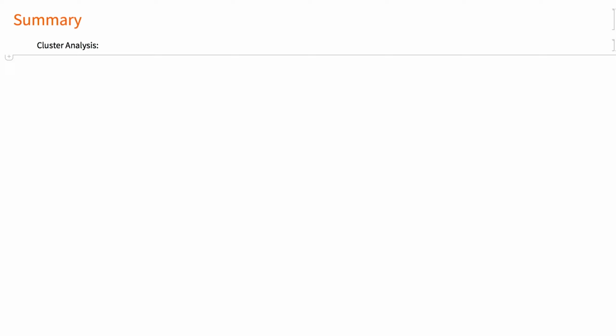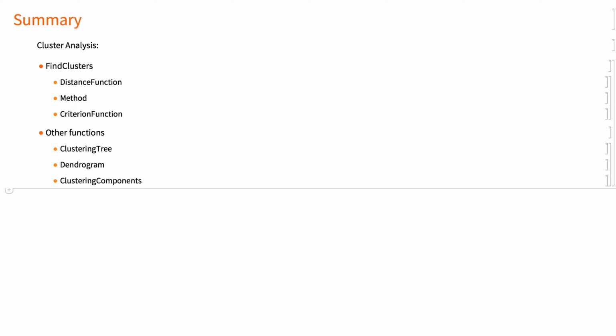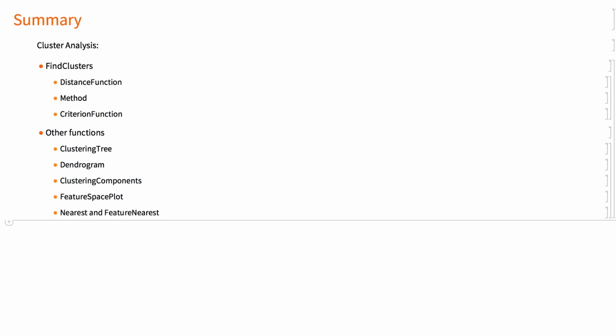In summary, we looked at FindClusters as the primary function for cluster analysis in the Wolfram language. We looked at choices of distance function and algorithms that can be used with FindClusters. And we also looked at CriterionFunction as an option to evaluate clusters and select the right number of clusters automatically. Other functions that can be used to visualize clusters in the data or to find samples closer to a specific data point are clustering tree, dendrogram, clustering components, feature space plot, nearest, and feature nearest.